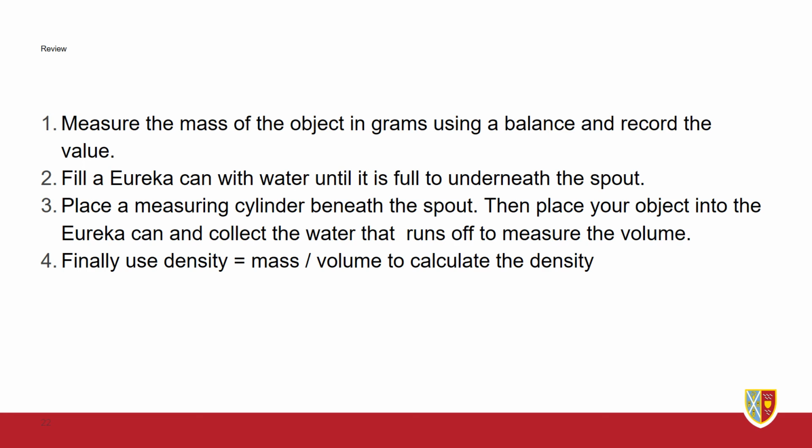So hopefully you've got something very similar to what I've got written down. 1. Measure the mass of the object in grams using a balance and record the value. 2. Fill a Eureka can with water until it's full to underneath the spout. 3. Place the measuring cylinder beneath the spout, then place the object in the Eureka can and collect the water that runs off to measure the volume. 4. Finally, use density equals mass divided by volume to calculate the density. So as long as you've got those 4 bullet points mostly covered, you should be getting full marks for that.